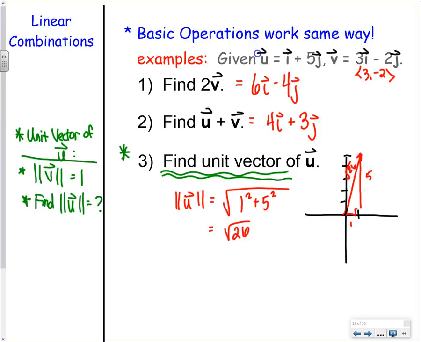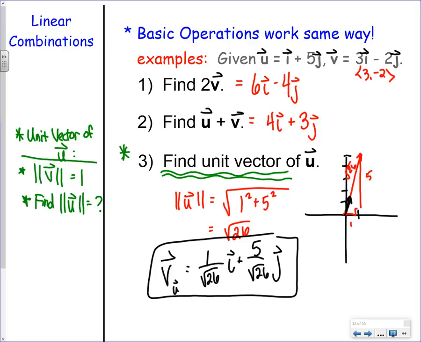Divide everybody by root 26. If I divide everybody by root 26, I can scale it back to 1. The unit vector for vector u is equal to 1 over root 26 i plus 5 over root 26 j. Can you rationalize it? Of course you can. But you guys get the idea, right?